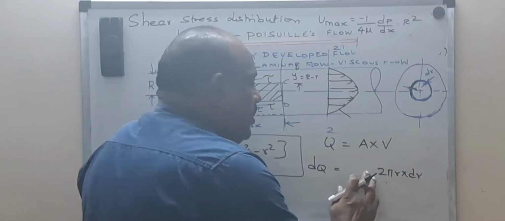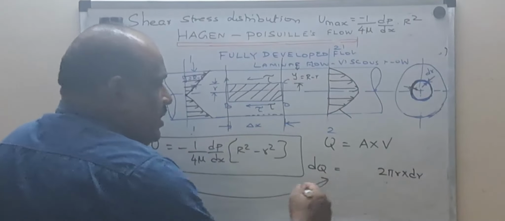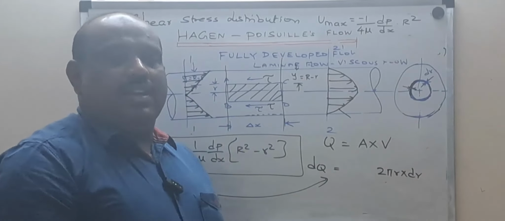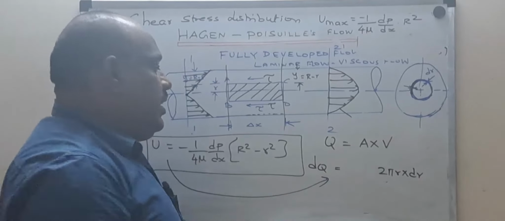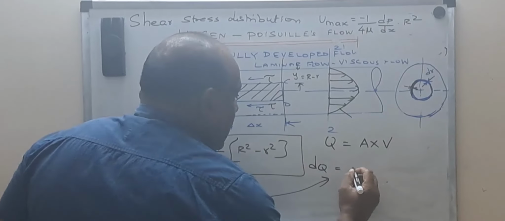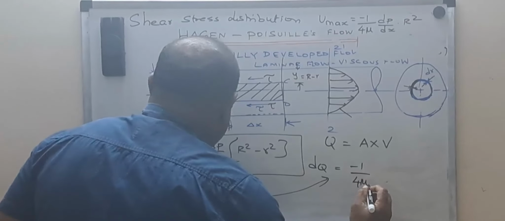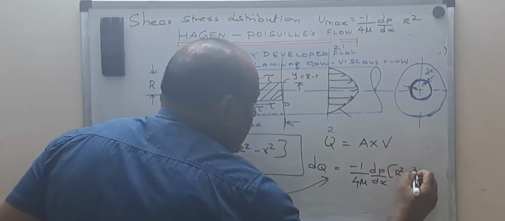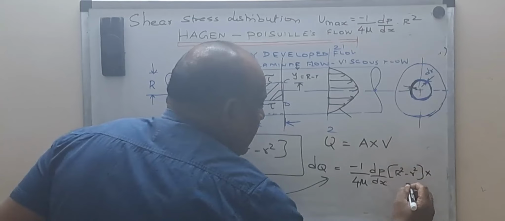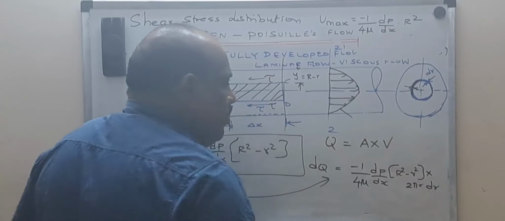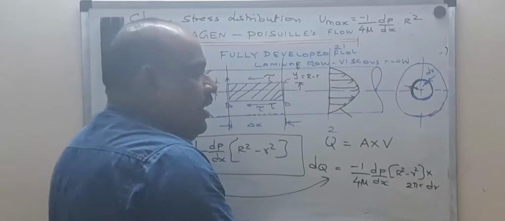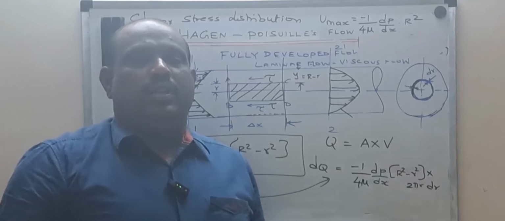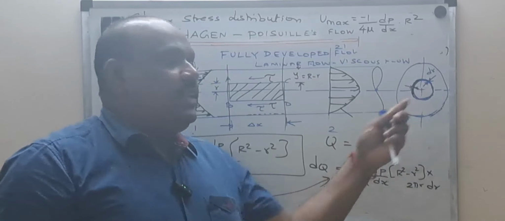This is the area. What about the velocity? The velocity is given from here, because the velocity remains the same whether it is a small area or a bigger area. So I have to substitute the value of velocity over here. I can write it once again like this: minus 1 by 4 mu into dp by dx of capital R squared minus small r squared into my area. Area is 2 pi r dr. This is velocity into area, or area into velocity. So we got dq, but this is not the complete q. It is only the q through the elemental ring of thickness dr.